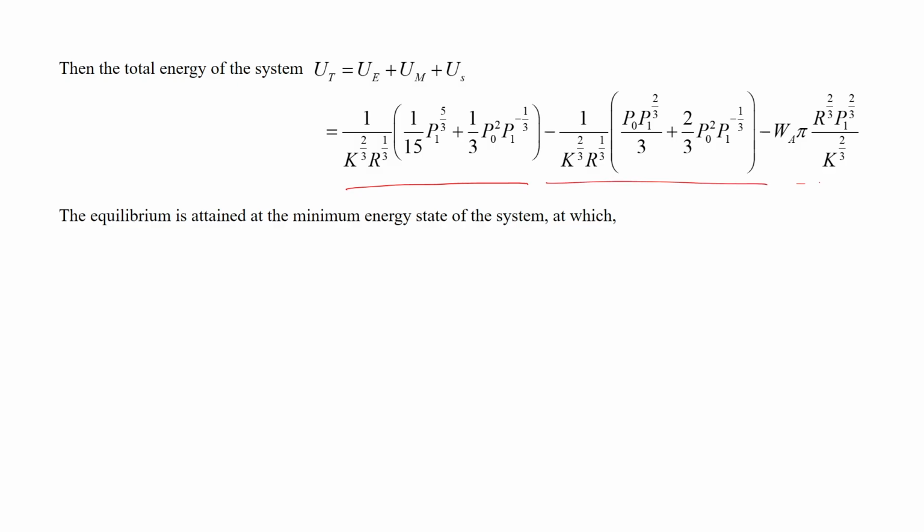Now, equilibrium is attained when the minimum energy of the system is reached. So, we can do that by writing del ut by del P1 equal to 0. Either you write it in terms of A1 or in terms of P1, it does not matter. This P1 and A1 are linearly related, that you have seen. So, essentially you are minimizing with respect to A1. Basically, we are asking at which value of A1 the minimum energy is attained.